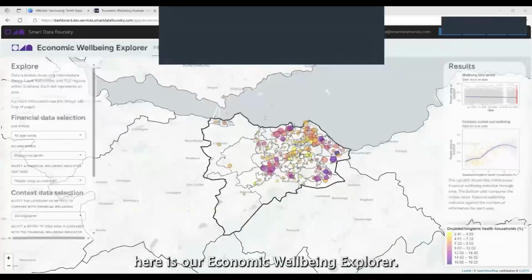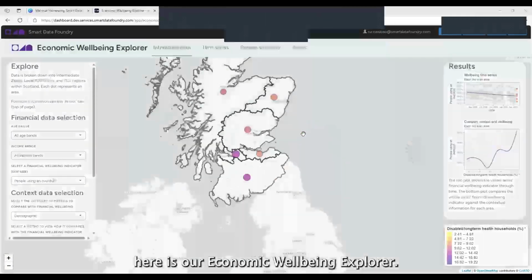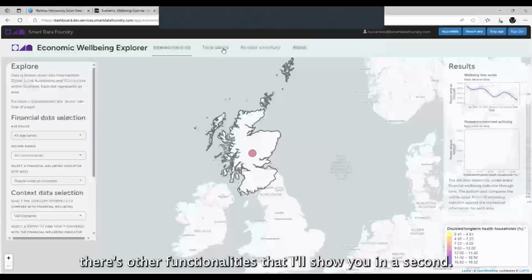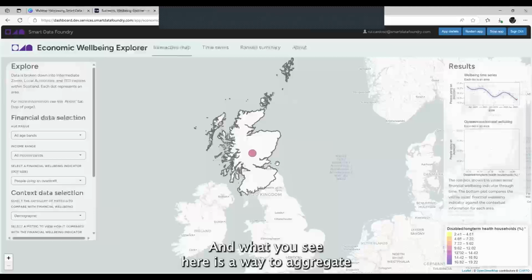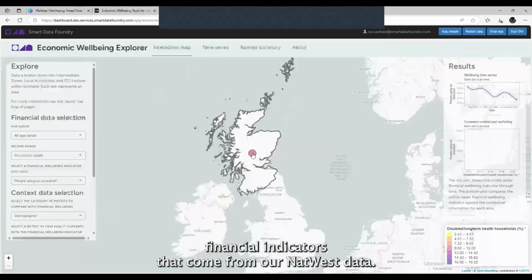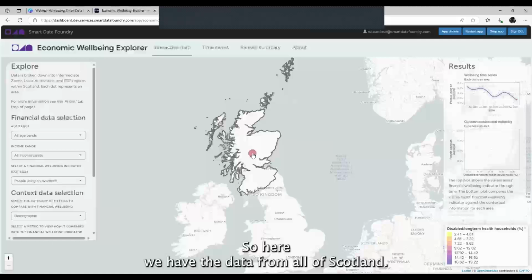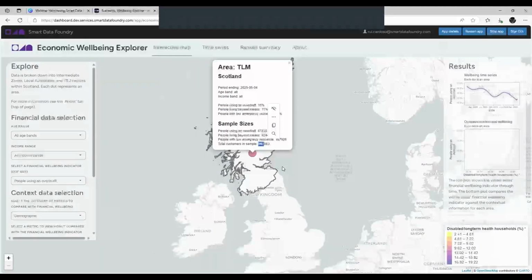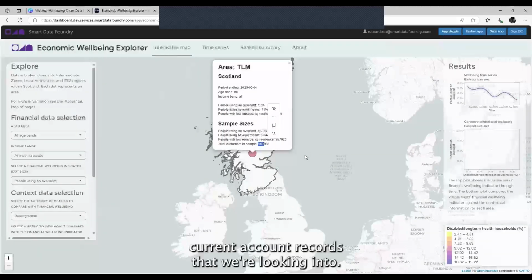So what you see here is our Economic Wellbeing Explorer. It's a map-based dashboard, but as I mentioned, there are other functionalities that I'll show you in a second. What you see here is a way to aggregate financial indicators that come from our NatWest data. Here we have the data from all of Scotland. Just in Scotland, there are 567,000 current account records that we're looking into.